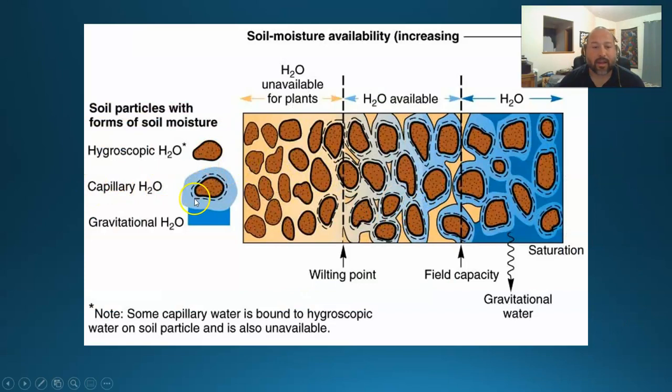Let's take a look at another way to look at it again. So hygroscopic, capillary, and gravitational water. So you can see right here, we've got some hygroscopic water. See the black line around it. We've got some hygroscopic water. It's not available for plants. Here we go. We've got our capillary water. We've got some available for plants now. We hit field capacity, which we'll talk about. We hit saturation, and now we've got too much, so we're going to get gravitational water where it forces its way down through the soil.